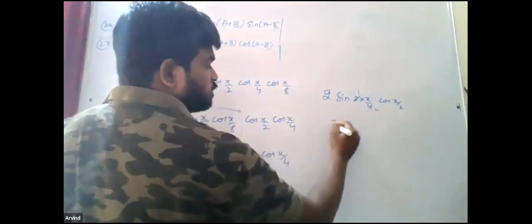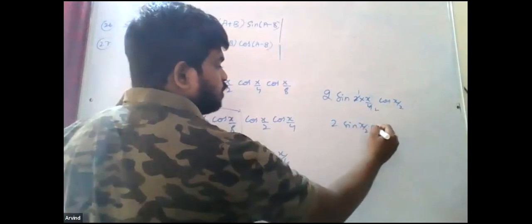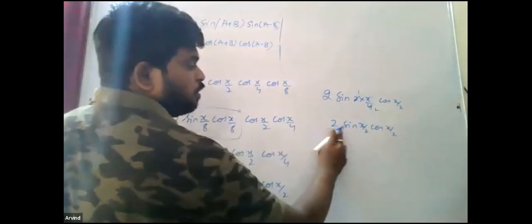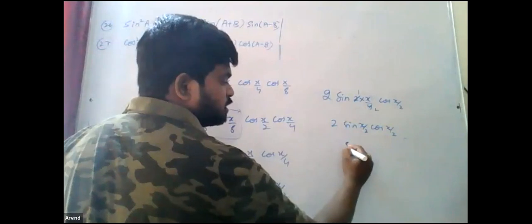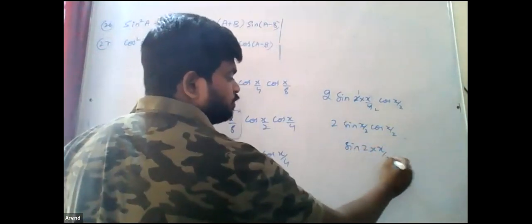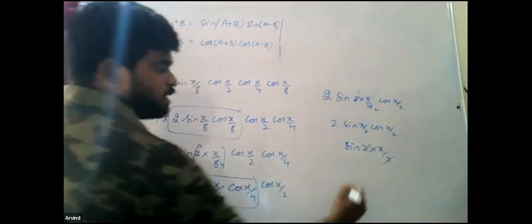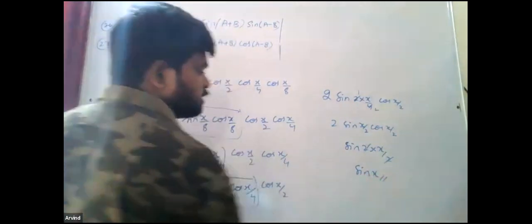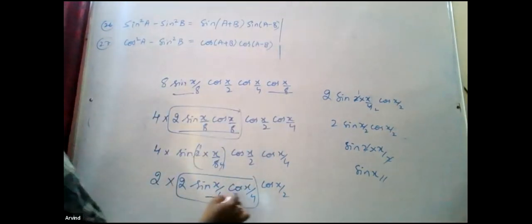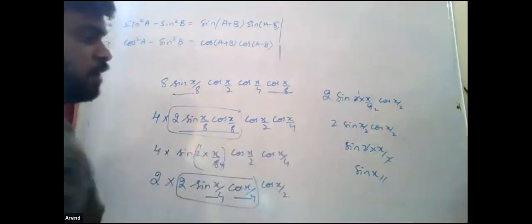So 2 into x by 4 into cos x by 2. It will become 2 sin x by 2 cos x by 2. That is 2 sin theta cos theta, which is sin 2 theta. The 2 and 2 get cancelled, and you are left with sin x. That's the answer. So the correct answer will be sin x. First I paired sin x by 8 with cos x by 8 and used the formula. Next x by 4, then x by 2. I hope it's clear.